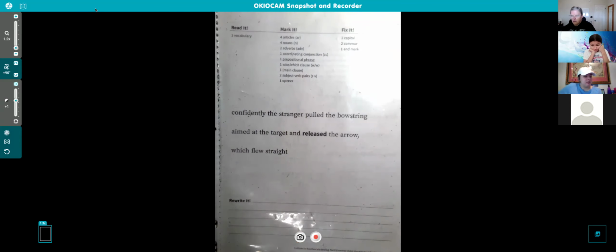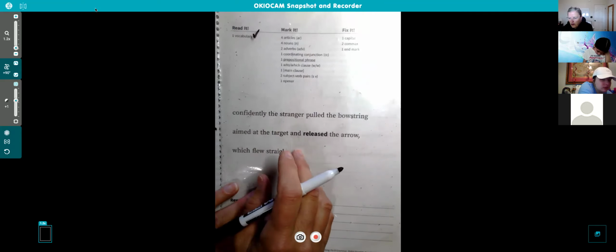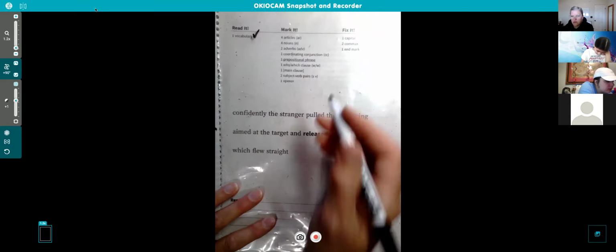Confidently, the stranger pulled the bowstring, aimed at the target, and released the arrow, which flew straight. Good job. Released is the vocabulary. That means like to let go, when you have a bow and arrow and you pull it back. So it's an action. It's a verb. That's what that means. All right, 4 articles. Go ahead and find those.